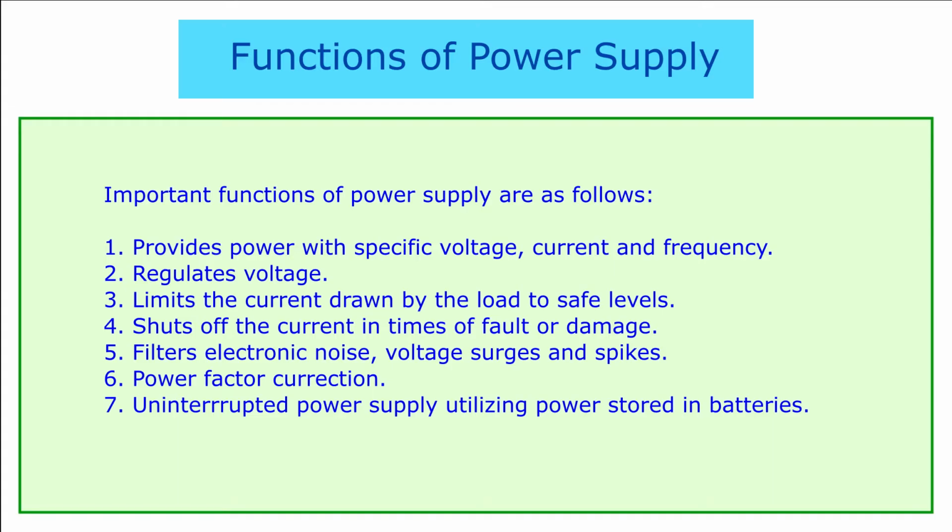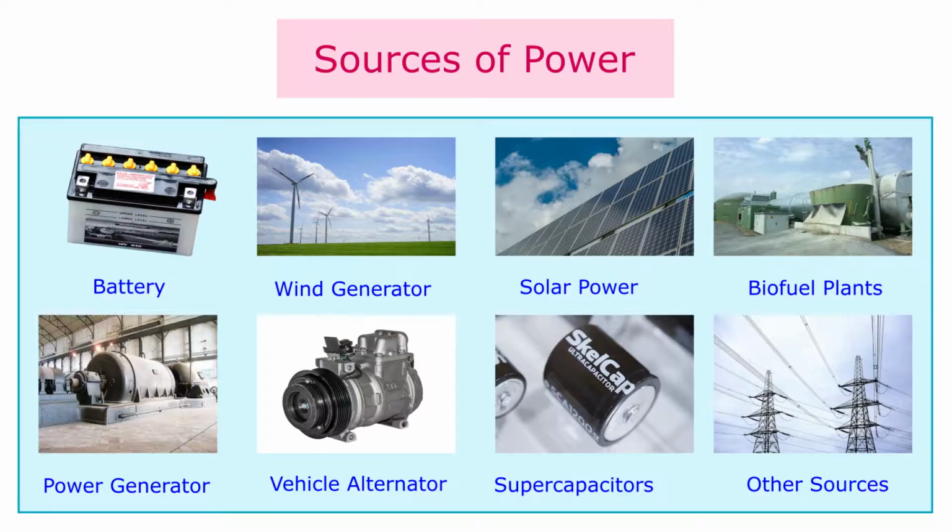Apart from converting electric current, the power supply also regulates voltage, limits and cuts off the current drawn by the load during extremes, and filters electric noise, high voltage spikes, surges, fluctuations, etc. Most power supplies have an input source connection which takes in power and several output terminals that deliver power to the load. The various power sources are the power grid, energy storage devices such as batteries and capacitors, solar power, generators, alternators, etc.